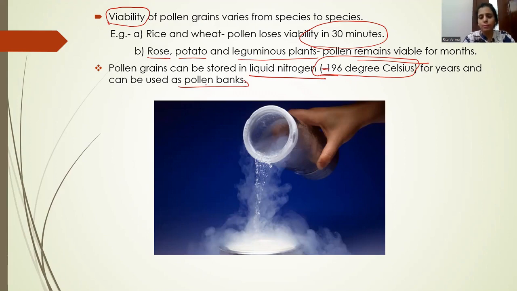So these were the facts about pollen grains, and I hope you are clear with the process of microsporogenesis and development of male gametophyte.